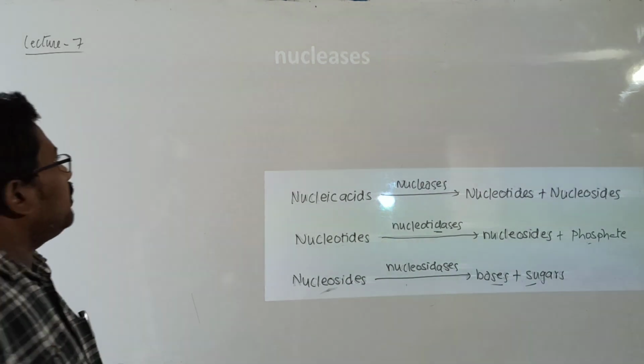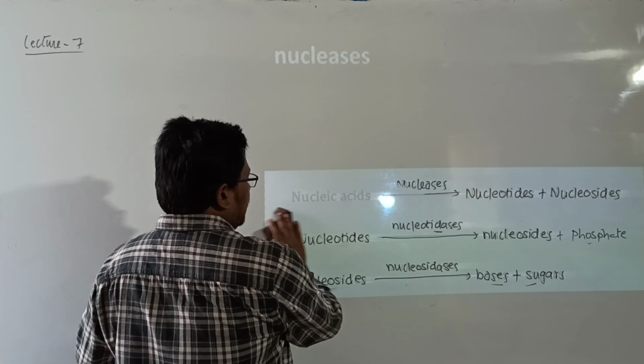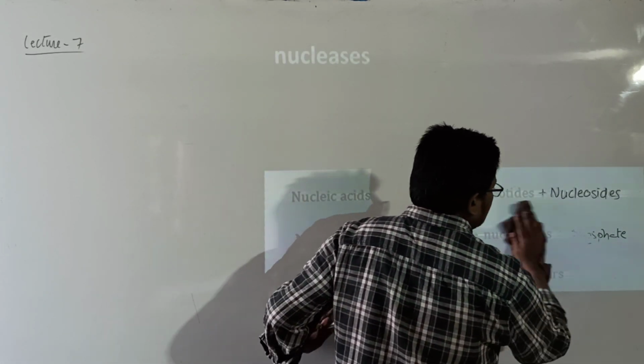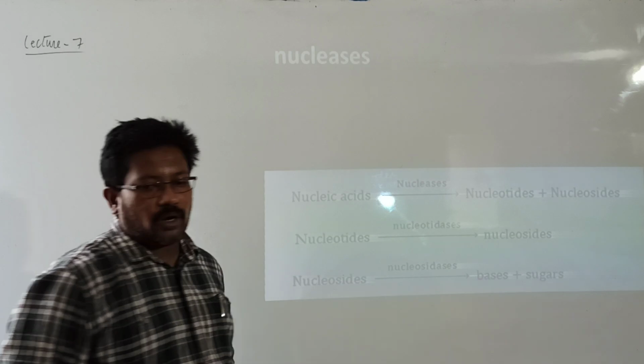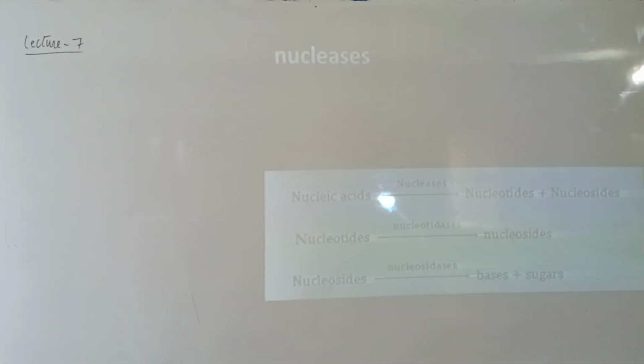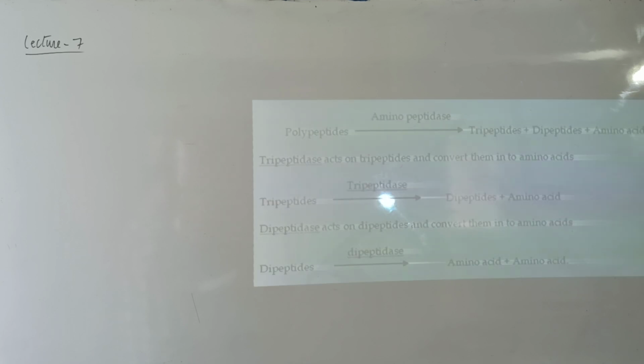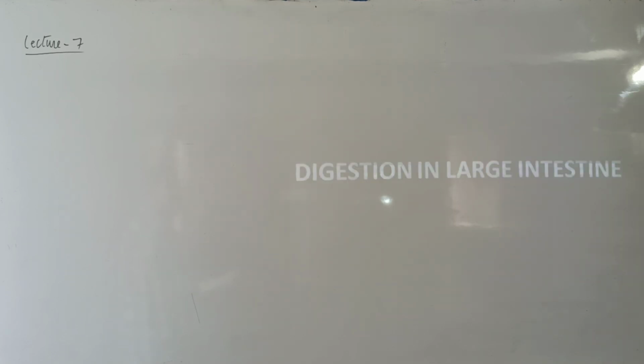So that's all about the digestion of nucleic acid. Complete digestion takes place in the small intestine, and the absorption also takes place in the small intestine. Now, we have already completed this. So let's see the digestion in the large intestine.